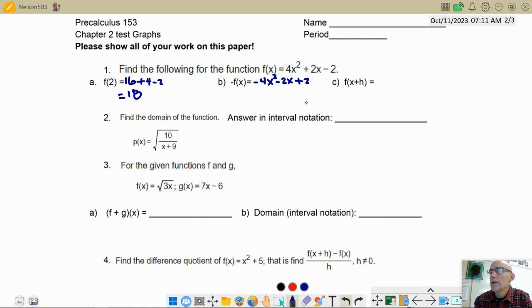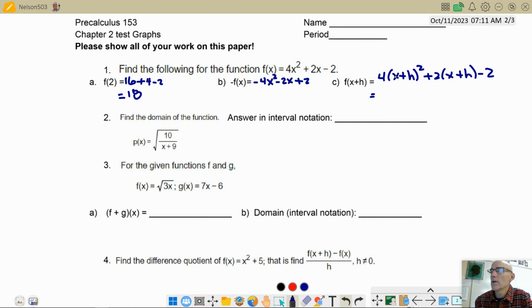Now, this is the one that a lot of us had some issues with. If I take x plus h and put it in wherever I see x, I get 4 times (x plus h) quantity squared plus 2 times (x plus h) minus 2. And this is an important concept for us. I hope I'm making this clear now, because we're going to see it again.